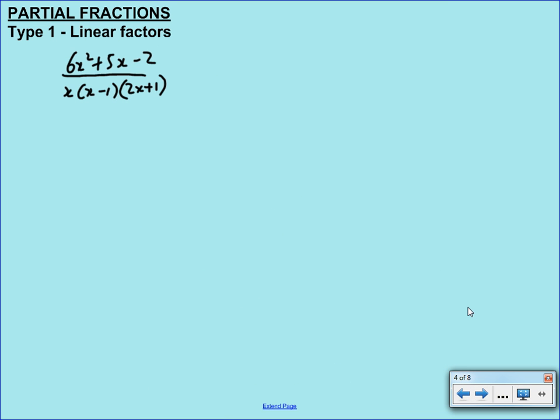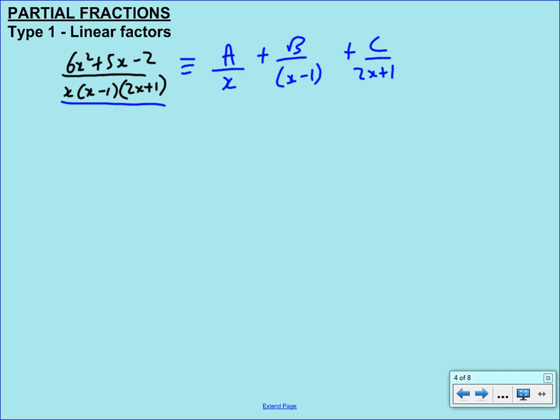So, except this time, I've got 3 linear factors, and maybe this time I can use binomial expansion on it, or integrate it, perhaps. So it doesn't matter how many linear factors you've got, I can still split it up into that number. So this is going to be a over x plus b over x minus 1 plus c over 2x plus 1, and that would keep going as long as I keep having linear factors on the bottom.